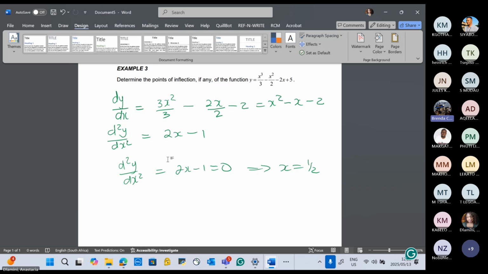No, we test for the points, ma'am. We don't substitute back into the original. We test for the sign change. We put like -1 or 1, so one point before half and one point after half. That's the fourth step. Do we agree, yes or no? Yes, I agree.